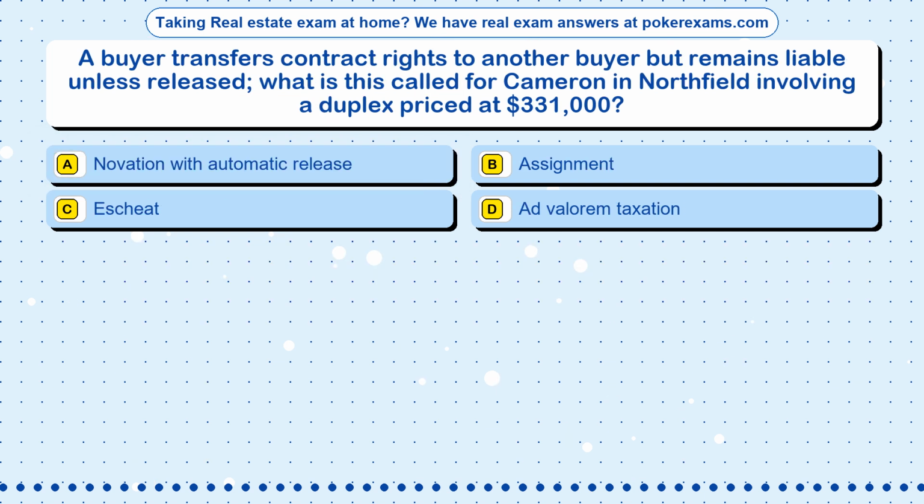Question 54. A buyer transfers contract rights to another buyer but remains liable unless released. What is this called for Cameron in Northfield involving a duplex priced at $331,000? Option A. Novation with automatic release. Option B. Assignment. Option C. Escheat. Option D. Ad valorem taxation.